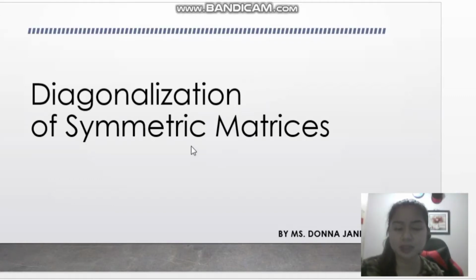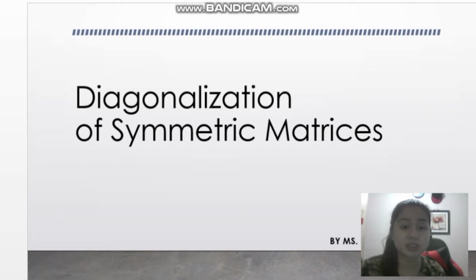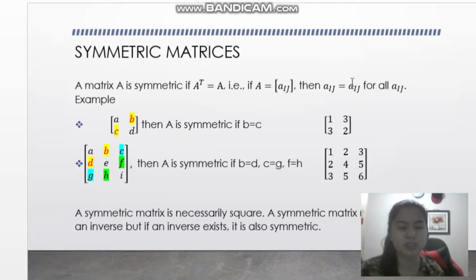So today we'll discuss diagonalization of symmetric matrices. First, what do we mean by symmetric matrices? A matrix A is symmetric if A transpose equals A. If A is equal to the matrix A sub ij, then A sub ij is equal to A sub ji for all A sub ij.